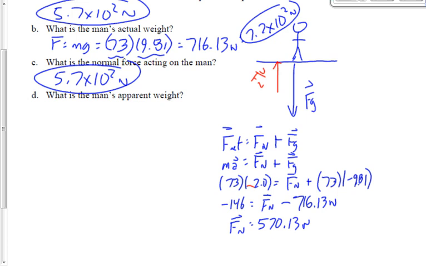Finally, what about the apparent weight? How heavy he feels. Grace? It's exactly the same thing. Good. Okay. Apparent weight is defined as the normal force. So he is 716 newtons, or 7.2 times 10 to the 2 newtons heavy. He feels lighter. Why does he feel lighter?